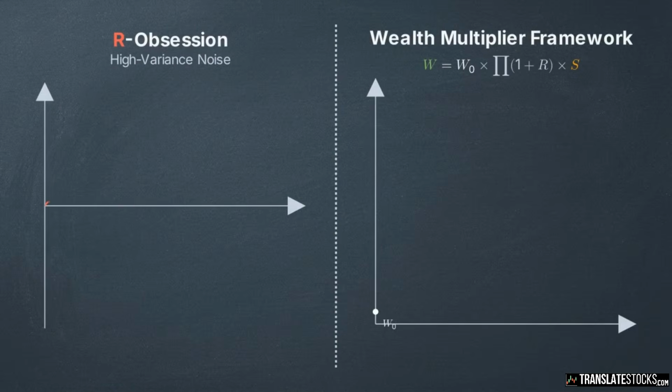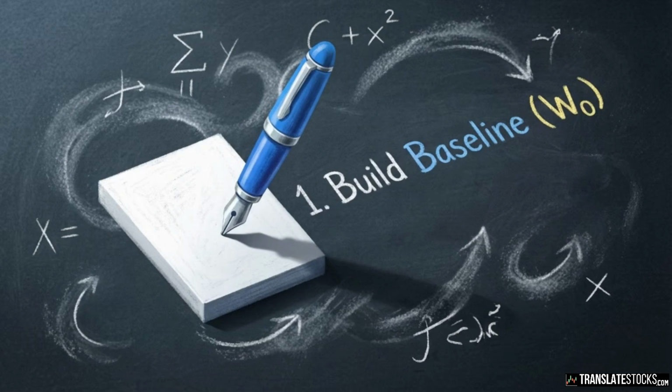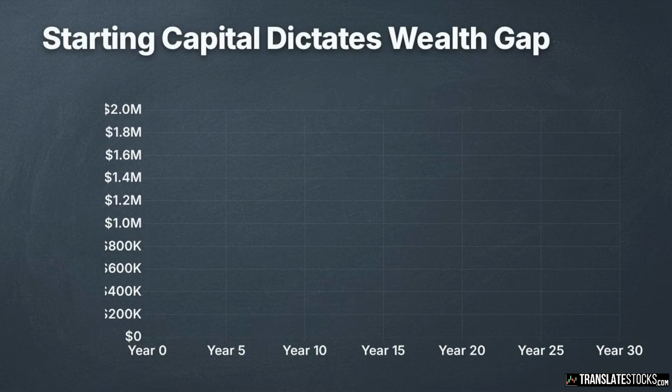Shifting your focus from unpredictable market returns to this mathematical framework is the most reliable way to systematically scale your net worth. Start your list with this. Write down Step 1. Maximize early starting capital. This equation dictates your financial outcome. W0 is your starting capital.